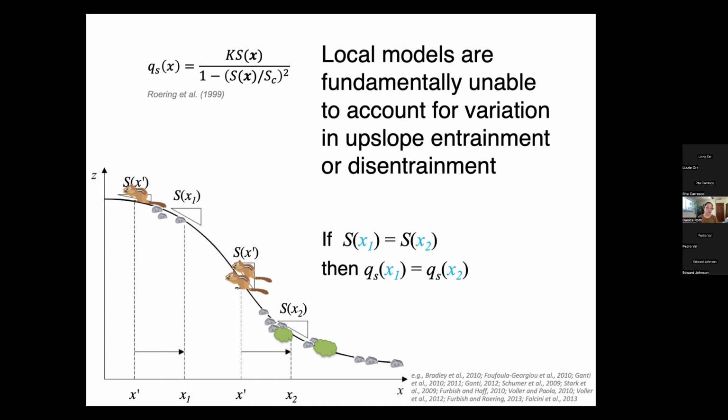So for example, here I'm showing these points x1 and x2, which have equal slope and very different conditions upslope of them. But if conditions are the same at each of these two different points, a local model like Josh's nonlinear flux law will always predict the same flux at these points, regardless of what's happening upslope.